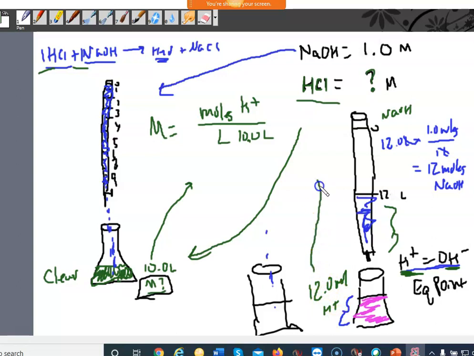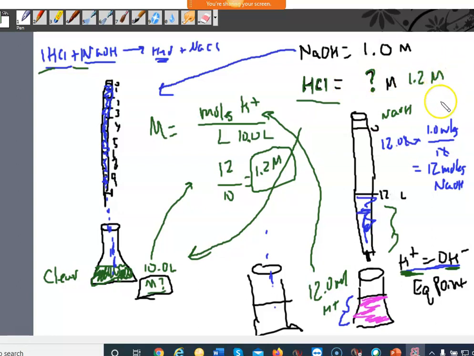So now I take this 12 and I plug it into there. So it's 12 divided by 10, right, which is 1.2 molarity. So the molarity of my unknown solution is 1.2 moles. And that's basically what a titration is and what a titration does.